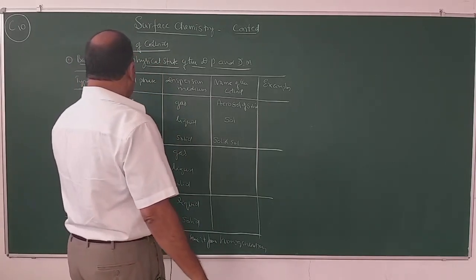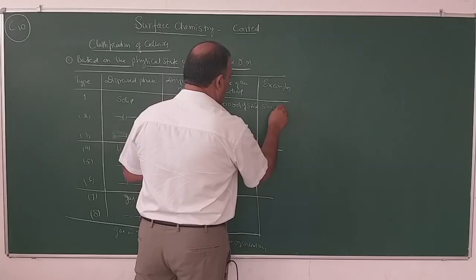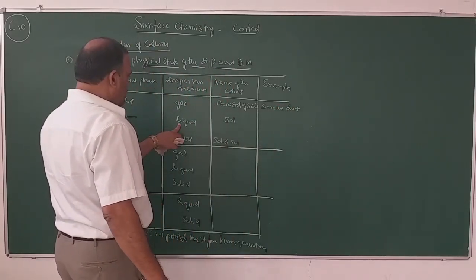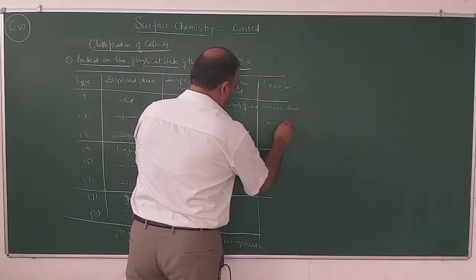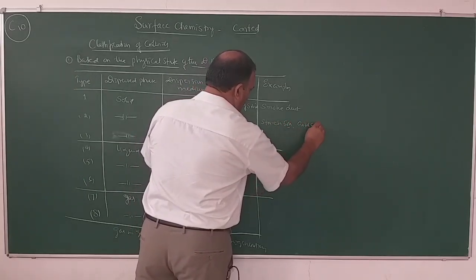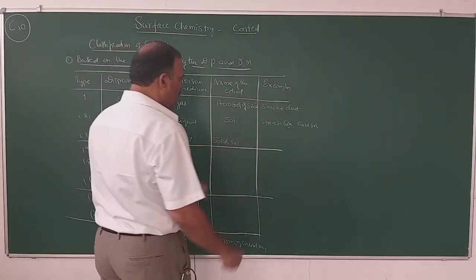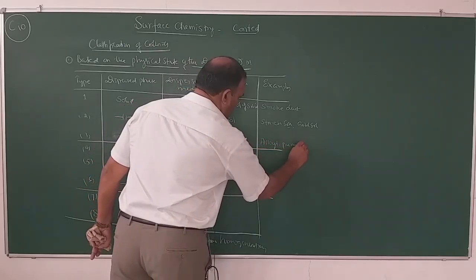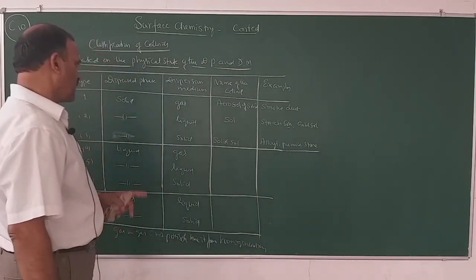Examples: if solid is distributed in gas, example smoke, dust, etc. Solid is distributed in liquid, it is called sol. Example, starch solution or gold sol, etc. And then solid in solid, that is solid sol. Examples, alloys, pumice stone, etc. are the colloids of solid in solid.